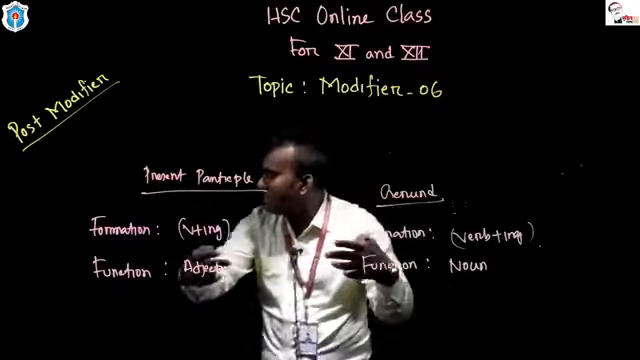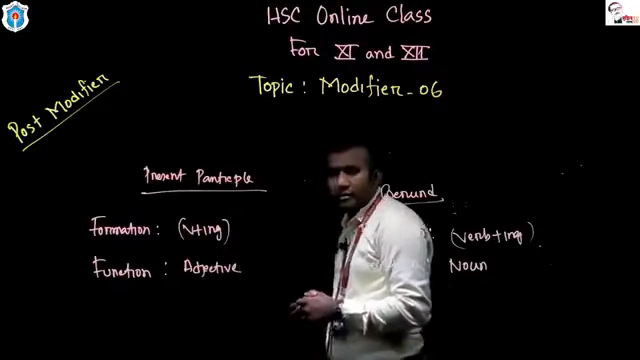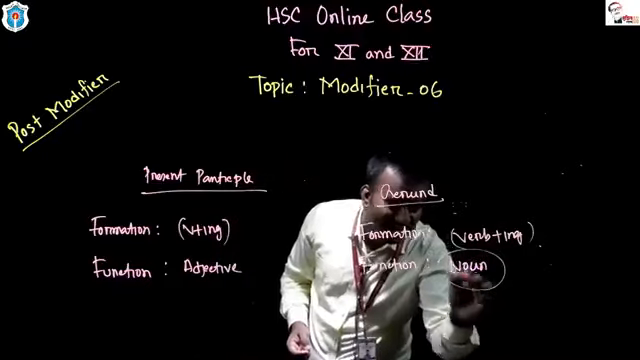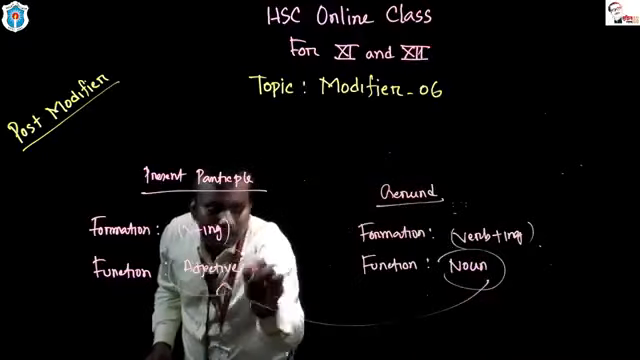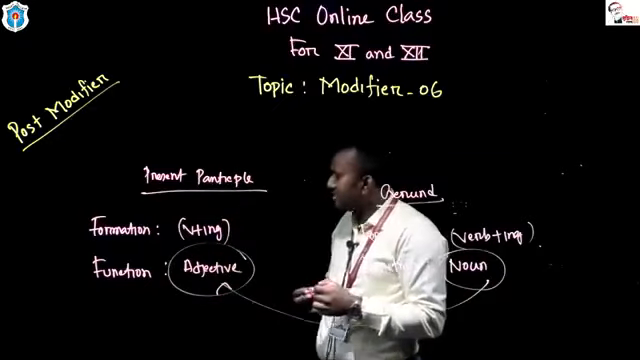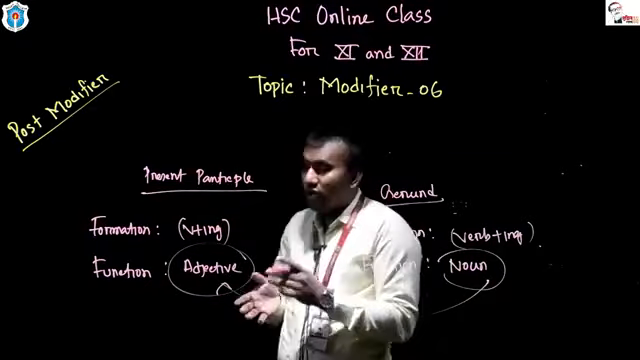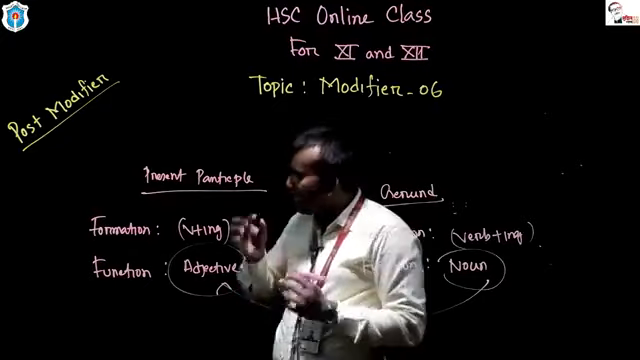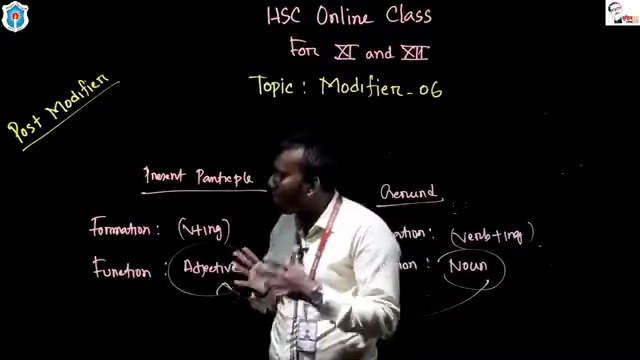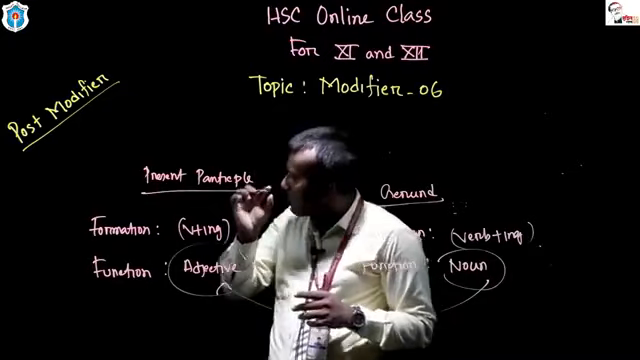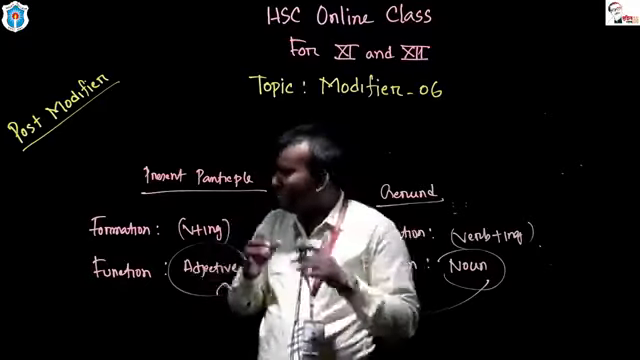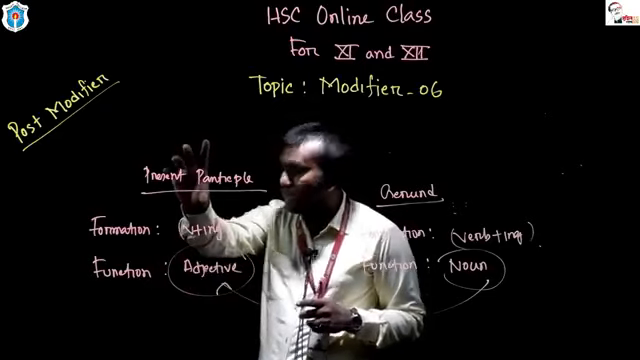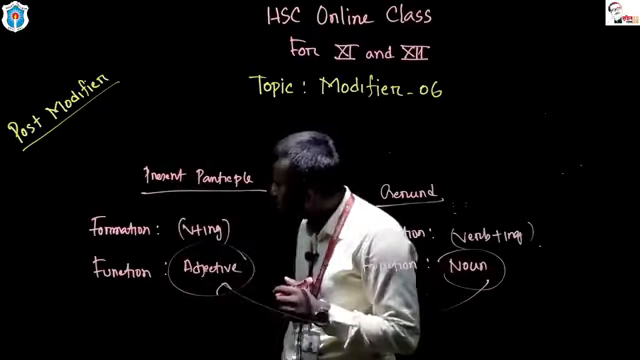Try to match these two parts. Verb plus ing, adjective, noun. This is the difference. Look at this, student. Is it clear? So if you get any ing added verb, you have to calculate whether this verb works as adjective or noun. If you find that this verb works as adjective, it will be called present participle, and in terms of working as noun, it will be called gerund.